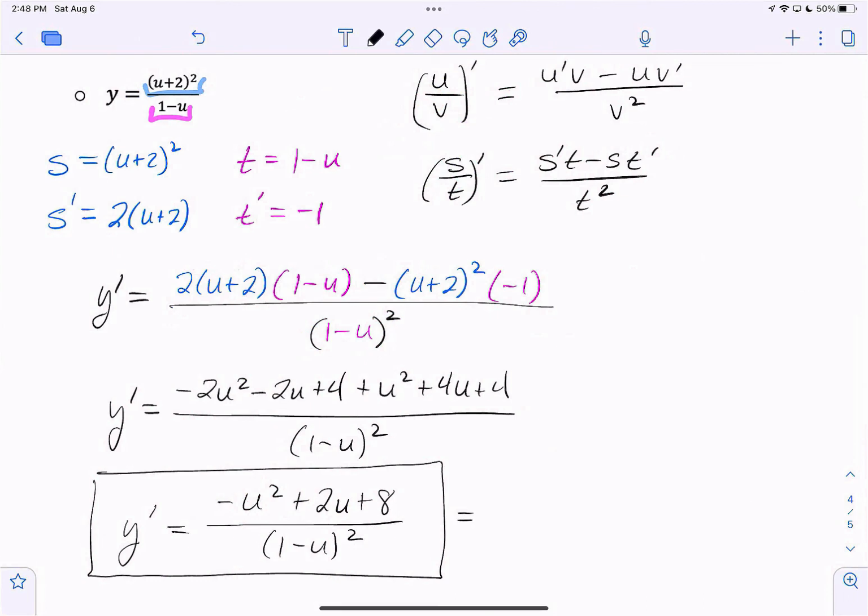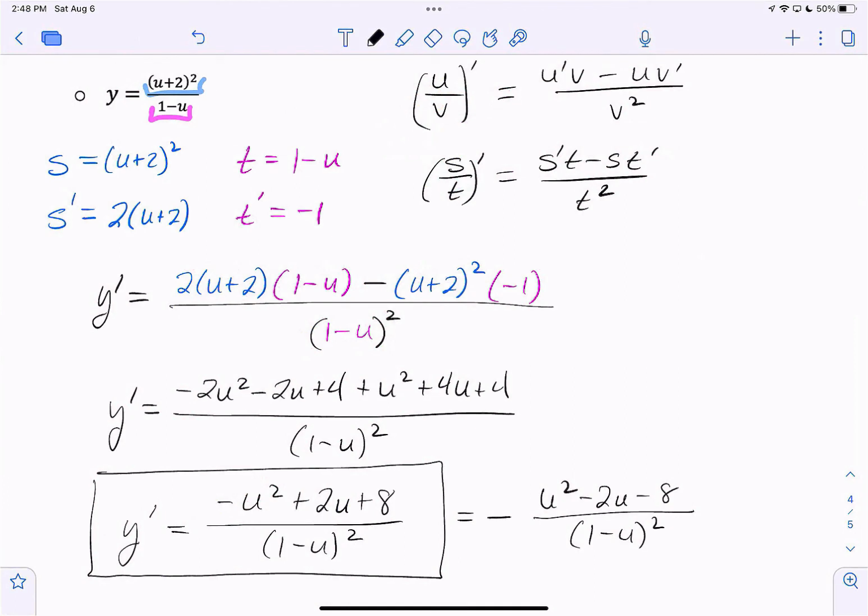If I wanted to write this with a negative out in front of the entire fraction, that's totally fine. But I have to remember I have now factored a negative out of the numerator, and so I should write down that the numerator is u squared minus 2u minus 8 over the quantity of 1 minus u, squared.